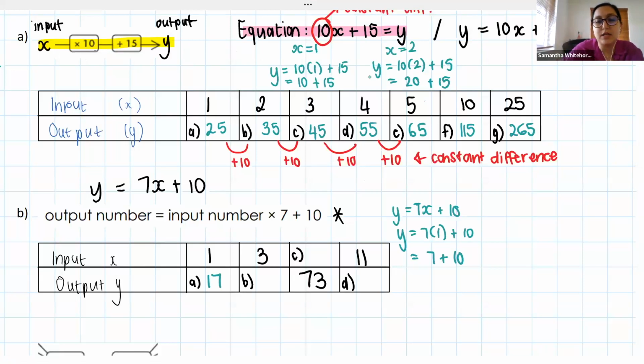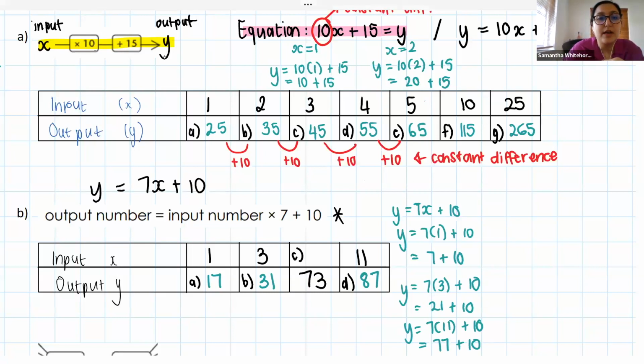Right, we do the same thing each time. So we've got an input of 3, so 7 times 3 plus 10. 7 times 3 is 21 plus 10, and so we have an output here of 31. Right, I'll come back to C in a second. Let's just have a look at D. So if we have a look at D, this would now be 7 times 11 plus 10, and we know that that is 77 plus 10, which gives us 87.